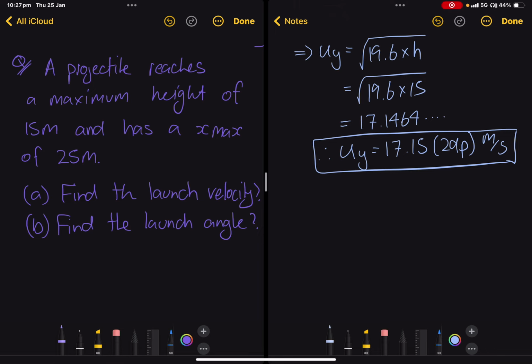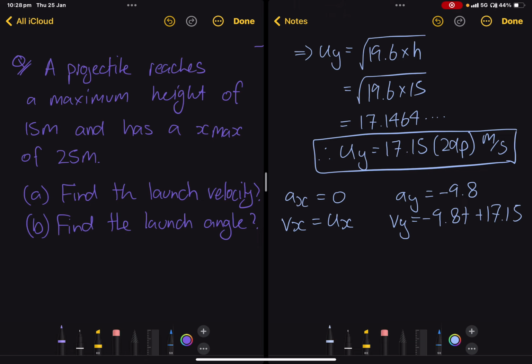One thing we're going to do is think about our accelerations. Acceleration in x is 0. Acceleration in y is minus 9.8. Now our velocities. Velocity in x is whatever the initial velocity is in x. Velocity in y is minus 9.8 times time plus the initial velocity in y, which we just calculated, is 17.15. So immediately we can use this Vy formula.